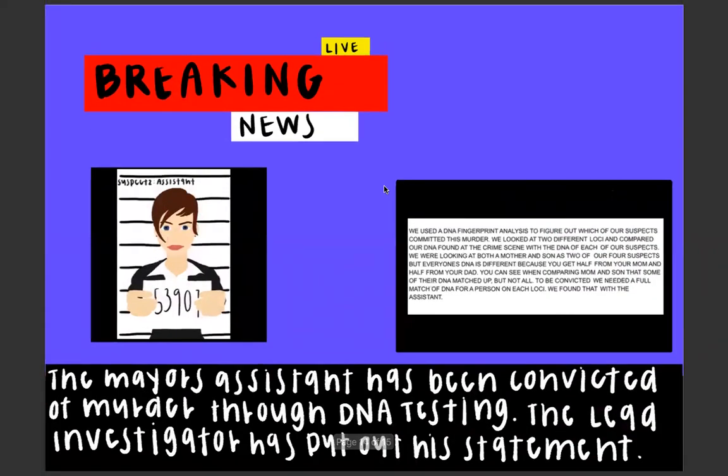We used a DNA fingerprint analysis to figure out which of our suspects committed this murder. We looked at 2 different loci and compared our DNA found at the crime scene with the DNA of each of our suspects. We are looking at both a mother and son as 2 of our 4 suspects. Everyone's DNA is different because you get half from your mom and half from your dad. So you can see when comparing mom and son that some of their DNA matched up, but not all. To be convicted, we needed a full match of DNA for a person on each locus. We found that with the assistant.